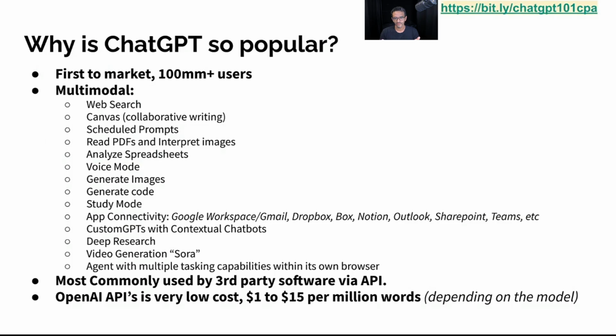Let's start with why ChatGPT is so popular. First, they were sort of first to market. When you think artificial intelligence, chatbot, people think of ChatGPT immediately, sort of like Google became a verb for searching stuff on the web. ChatGPT is a verb for using any sort of AI.